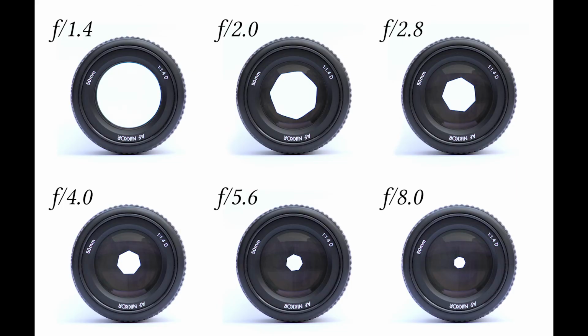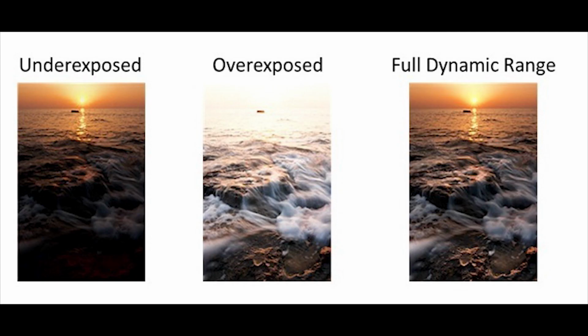Apertures. Apertures refer to the opening of the lens diaphragm through which the light passes. Lower f-stops give more exposure because they represent the larger apertures, while the higher f-stop gives low exposure because they represent smaller apertures.